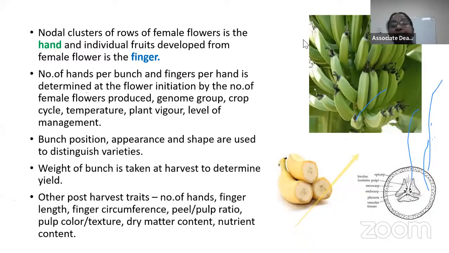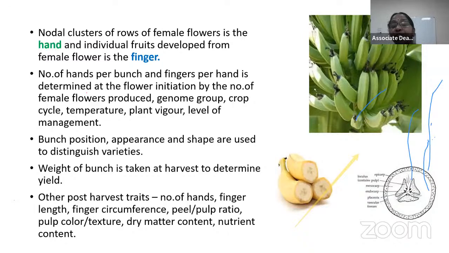And also the number of hands per bunch and fingers per hand is determined at the flower initiation itself, by the number of female flowers that are produced, the genome group under which it comes, and the crop cycle that is followed, like first crop, plant crop, first return, second return. Also the temperature under which the crop is being grown, and the vigor of the plant, that is the vegetative growth of the plant, will be influencing the number of hands per plant. And the level of management also strongly influences the number of hands per bunch.